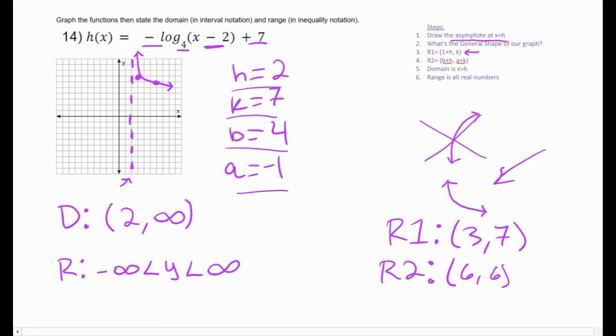So we got the graph with our asymptote, reference points, domain, and range. So we're all set.